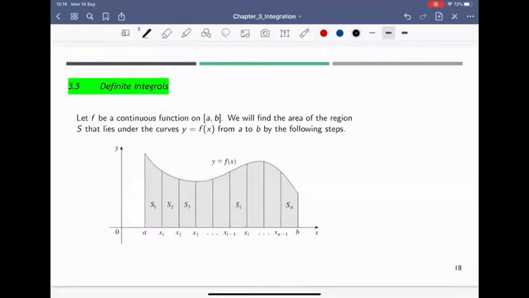So let's look at definite integrals. Before we talk about the definite integral, we are going to look at the related problem, which is the area under the curve. Let f be a continuous function on [a, b]. This is my function f that I highlight in light blue.